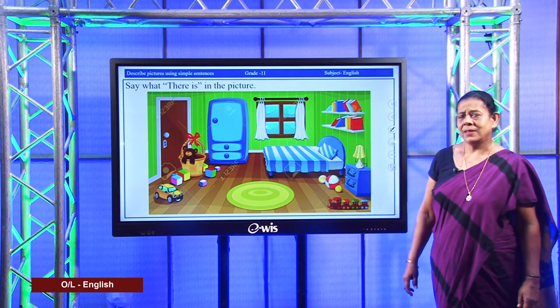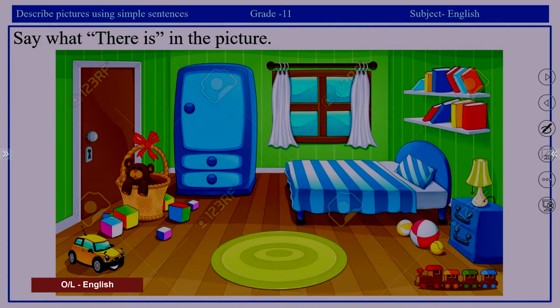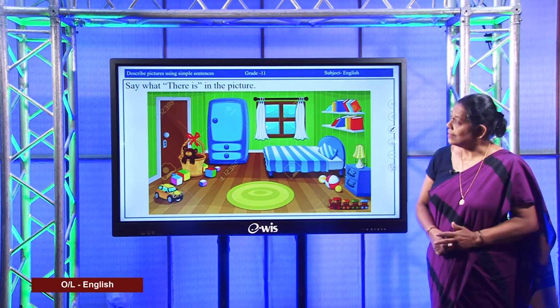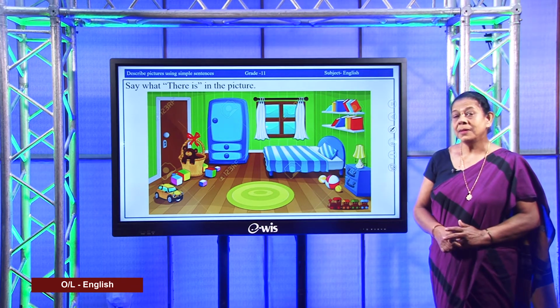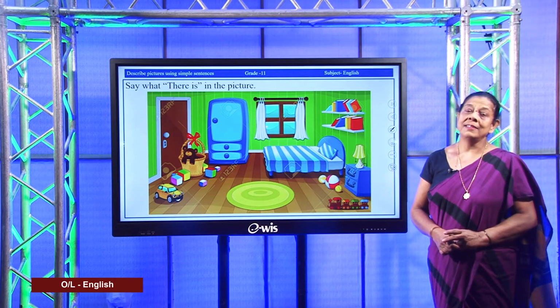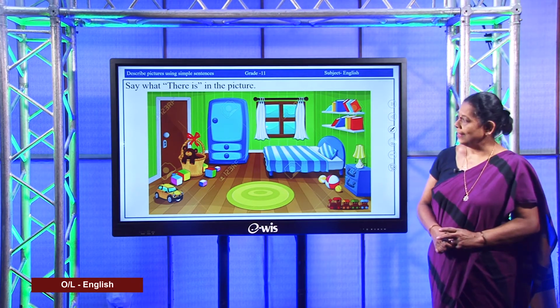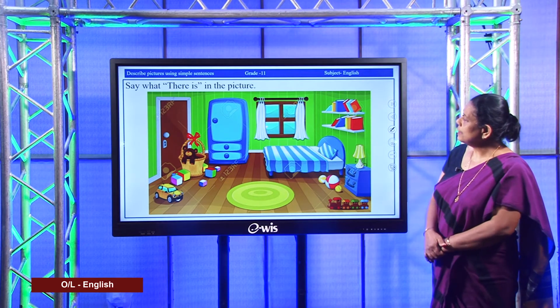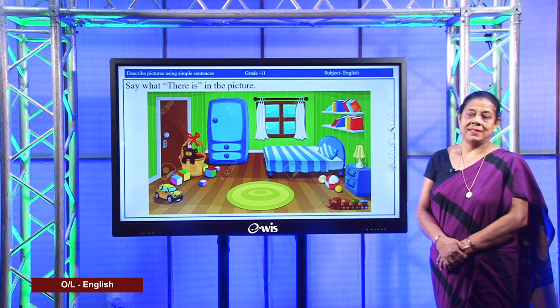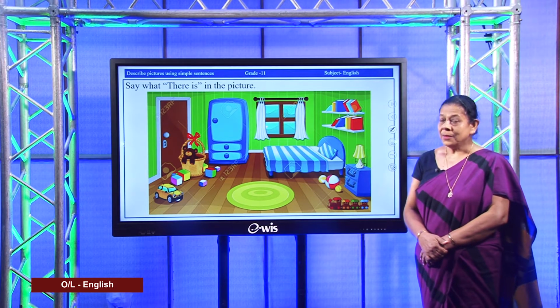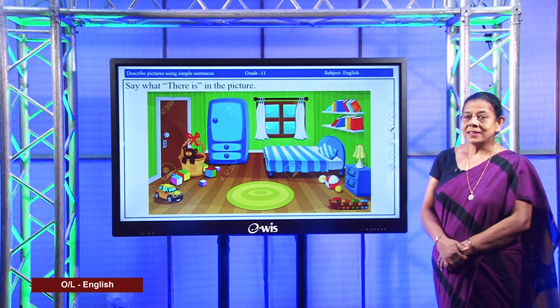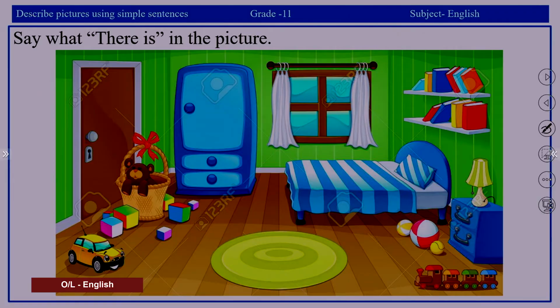What can you see on the screen? So, what are you going to do? Look at the picture. Study the picture well. What are you going to do? Say what there is in the picture. Do you know how to use there is? Yes, can you remember the pictures you described? There is a clock on the wall. Right. Then you have to describe this picture using there is. I'll give you time. So, quickly write some sentences by using the picture.